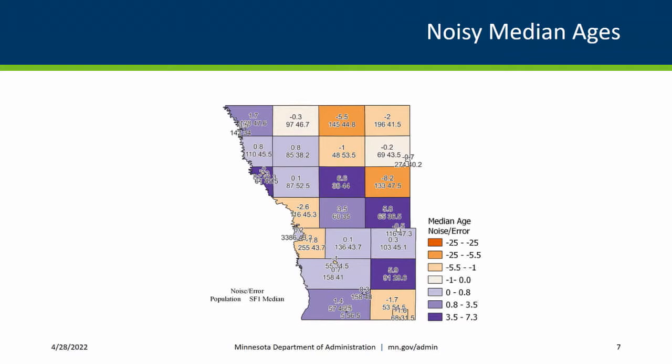So I wanted to make sure that I gave them credit for doing that. But when we look at these data, we can see that these small areas do have significant variances in their median ages between the Summary File 1 and the data that was released for the demonstration product.